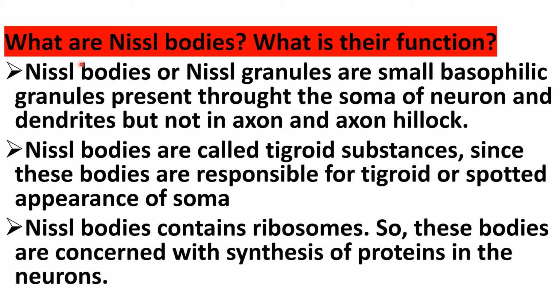Then another question is: what are the Nissl bodies and what is their function? So Nissl bodies or Nissl granules are small basophilic granules present throughout the soma of the neuron and dendrites, but not in the axon and axon hillock. These granules are also known as tigroid substances, since these bodies are responsible for the tigroid or spotted appearance of the soma. Now Nissl bodies contain ribosomes. So these bodies are concerned with the synthesis of proteins in the neurons.